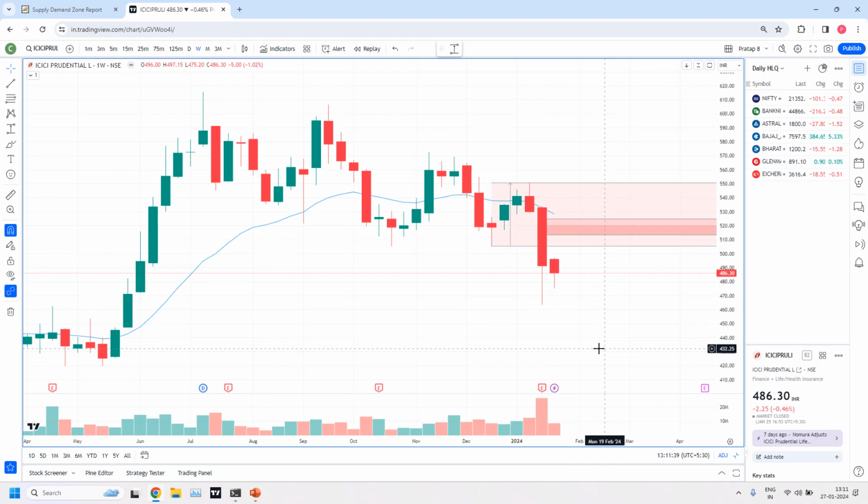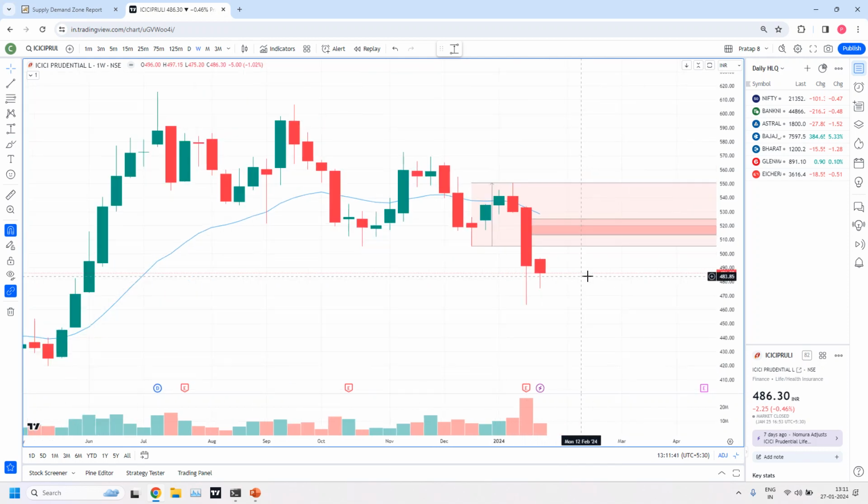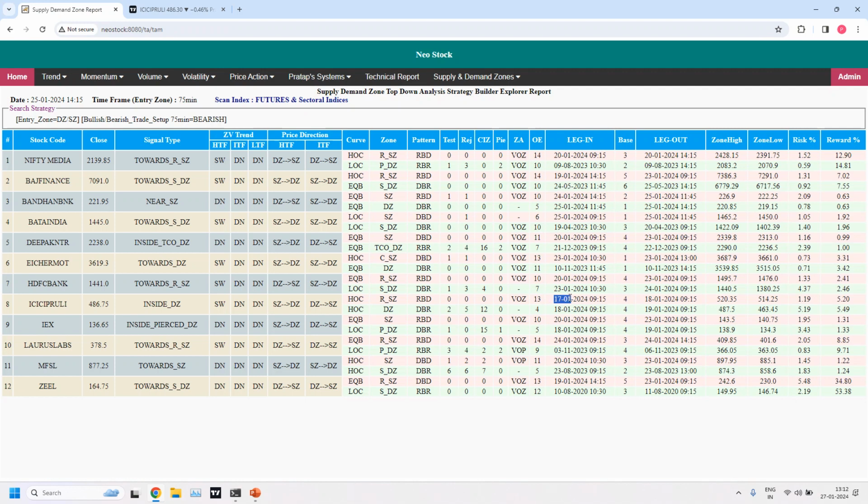When is it going to be a dangerous scenario? When this daily supply zone is violated, then it is a dangerous scenario because all the statistics will be changed. Your trend will be changed, price directions will be changed. So that is the reason why, as long as all these parameters are supported, it is going to be a powerful trade. So this is the way the reports in the NeoStock software will help you.